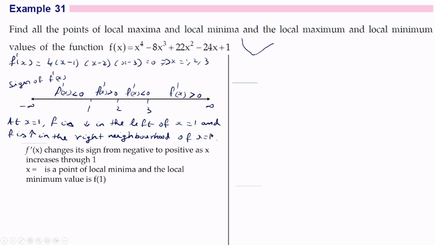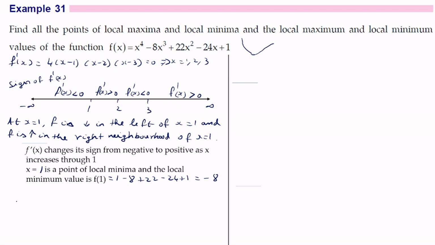So f dash of x changes its sign from negative to positive as x increases through 1. So x is equal to 1 is a point of local minima, and the local minimum value is f of 1. We have to put x as 1 in f of x. So 1 minus 8 plus 22 minus 24 plus 1. This is equal to minus 8.